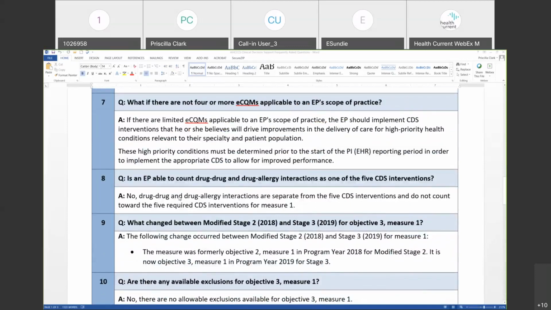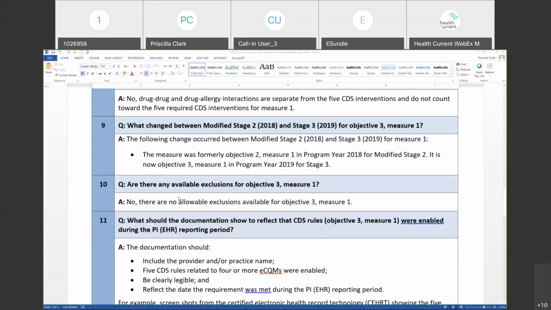Question 8, is an EP able to count drug-drug and drug-allergy interactions as one of the 5 CDS interventions? The answer is no. Drug-drug and drug-allergy interactions are separate from the 5 CDS interventions and do not count towards the 5 required CDS interventions for Measure 1. We'll skip question 9. Question 10, are there any available exclusions for Objective 3, Measure 1? And the answer is no, there are no allowable exclusions available for Objective 3, Measure 1. So the EP is required to turn on and submit supporting documentation that 5 CDS rules were turned on during the PI reporting period.